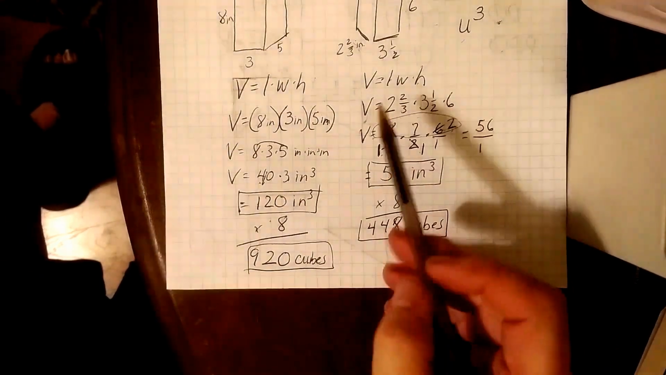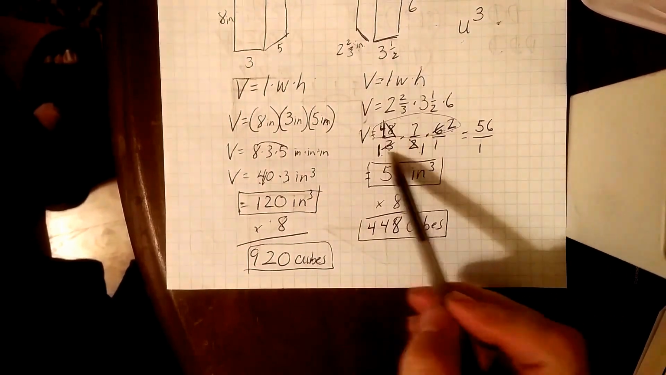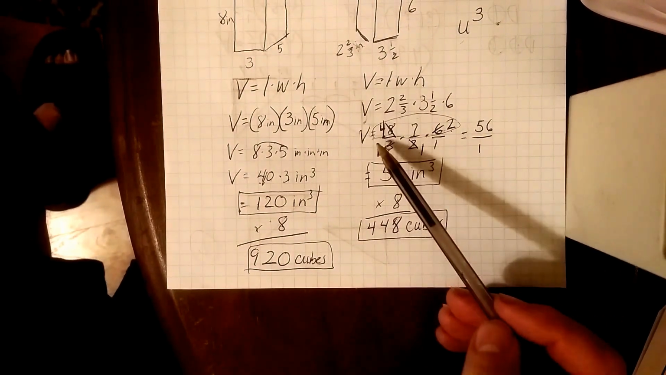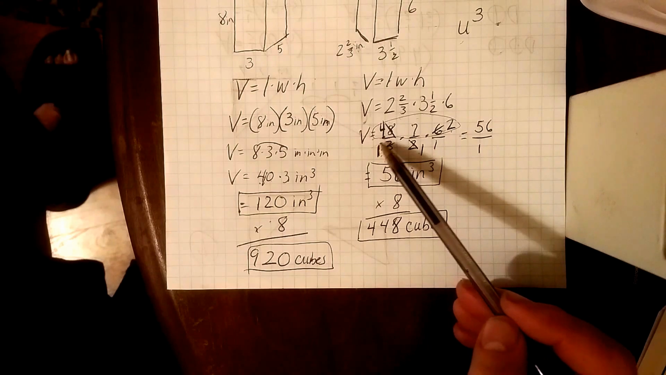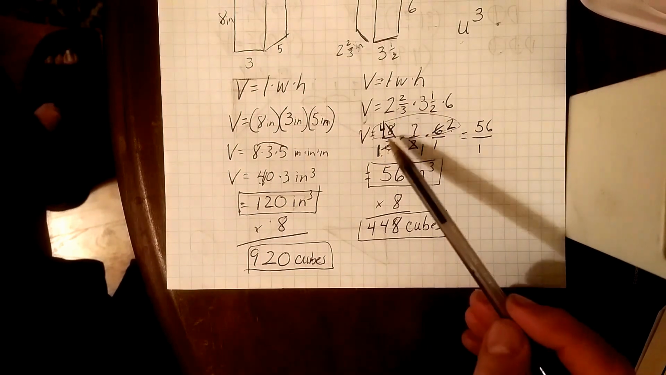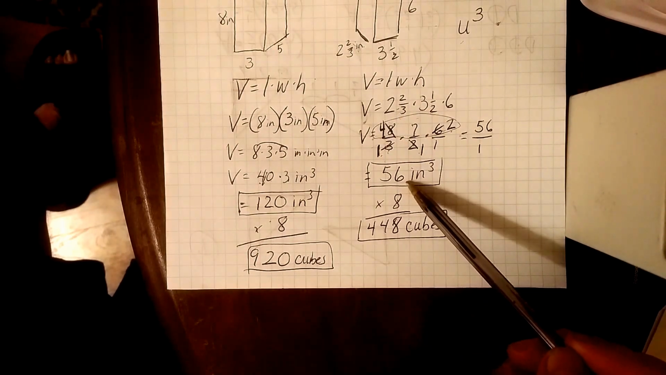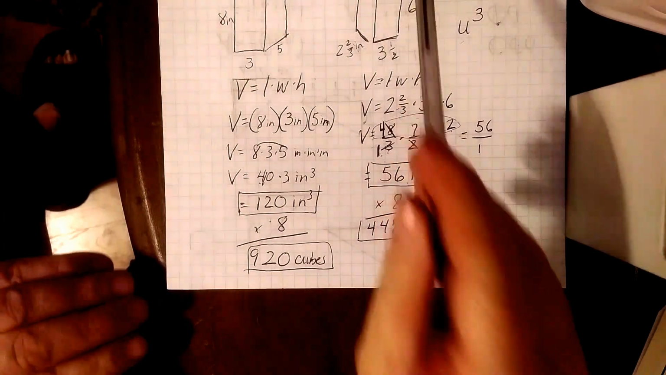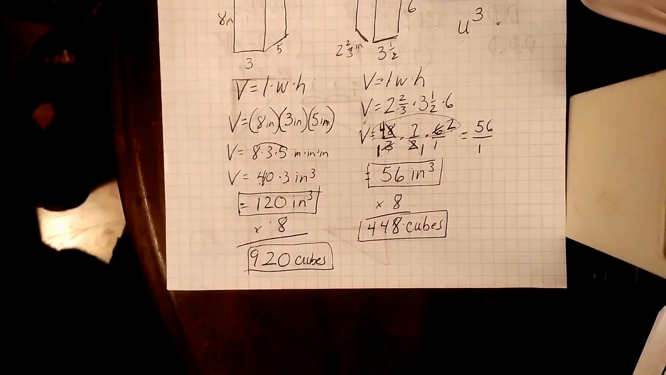So once again, length times width times height. And make sure you convert mixed numbers into fractions. And then to make it into the number of cubes, you're going to have to multiply it times 8.